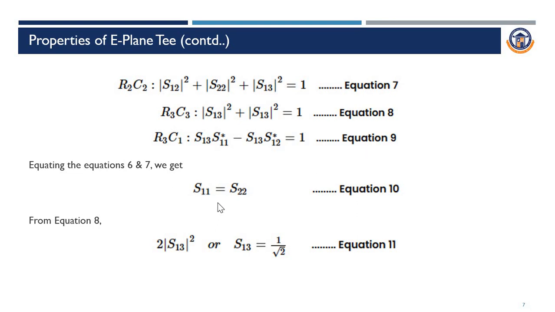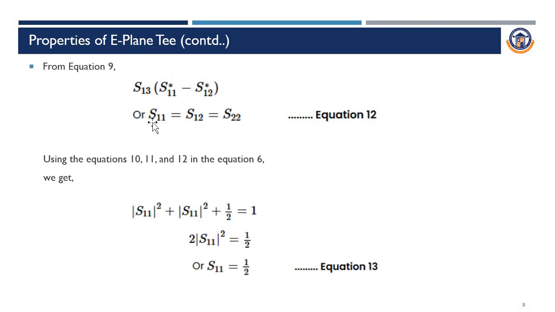So equating equations 6 and 7, S11 equals S22, and from equation 8, 2 S13 squared equals 1, or S13 equals 1 by root 2. From equation 9, S13 into S11 star minus S12 star equals 0, or S11 equals S12 equals S22. Using equations 10, 11 and 12 in equation 6, we get S11 squared plus S11 squared plus 1 by 2 equal to 1, and 2 S11 squared equals 1 by 2, or S11 equals 1 by 2.